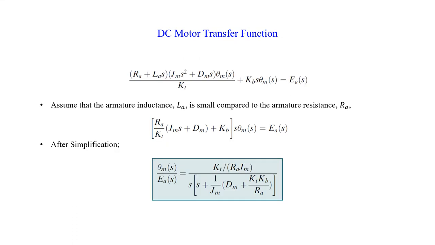In the case of a DC motor, usually the armature resistance is much larger than the armature inductance. R_a is much greater than L_a. Hence, the terms with L_a can be ignored to simplify our calculations. So we can remove this term. And after taking theta m common from here and here, we are left with this equation. From here, we can easily find the transfer function, which is theta m divided by E_a, written here.